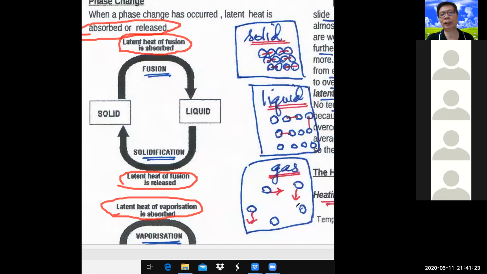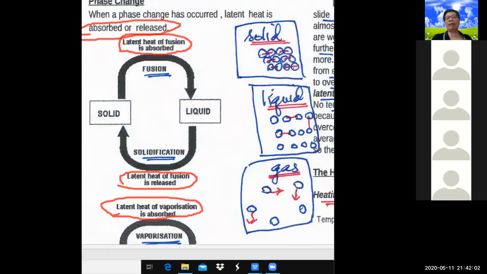Okay, another one is from liquid changing to gas. Now, even stronger, you see that? Here you still have a little bit of binding force. Now you want to totally break the force so that the molecules are free to move, no more binding force. This means you need another energy to break this binding. That energy is called latent heat of vaporization. You absorb the heat, but the heat energy is used to do what? Used to break the binding force between the liquid molecules, so that the molecules become free to move, no more attached, no more binding force.